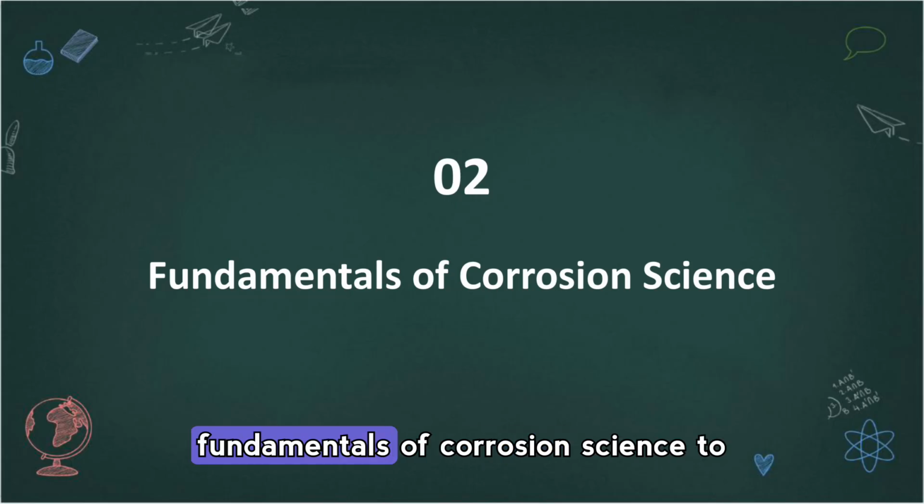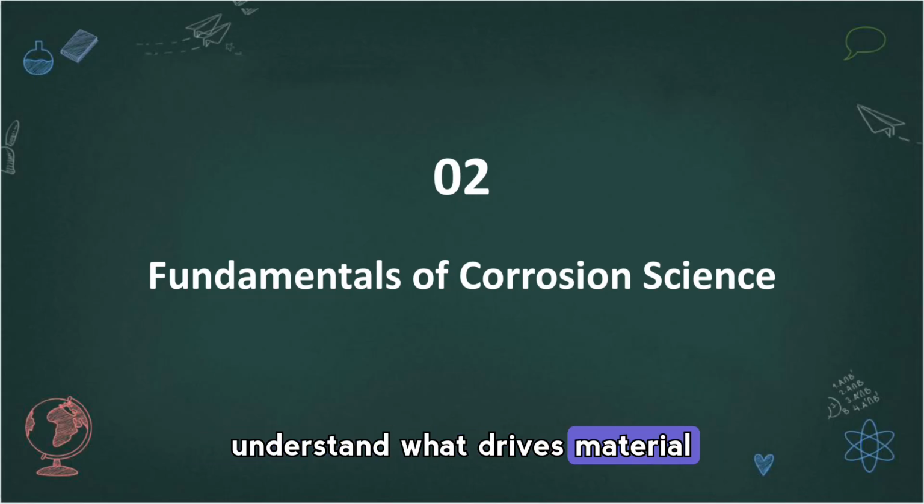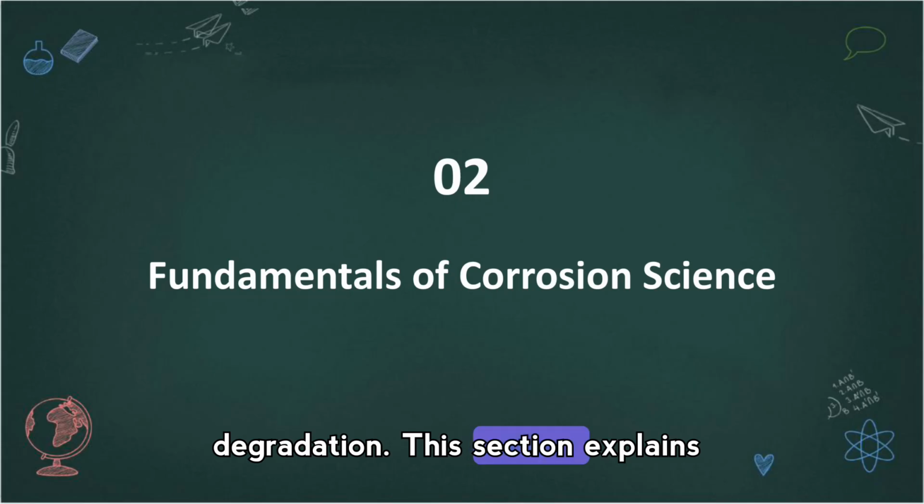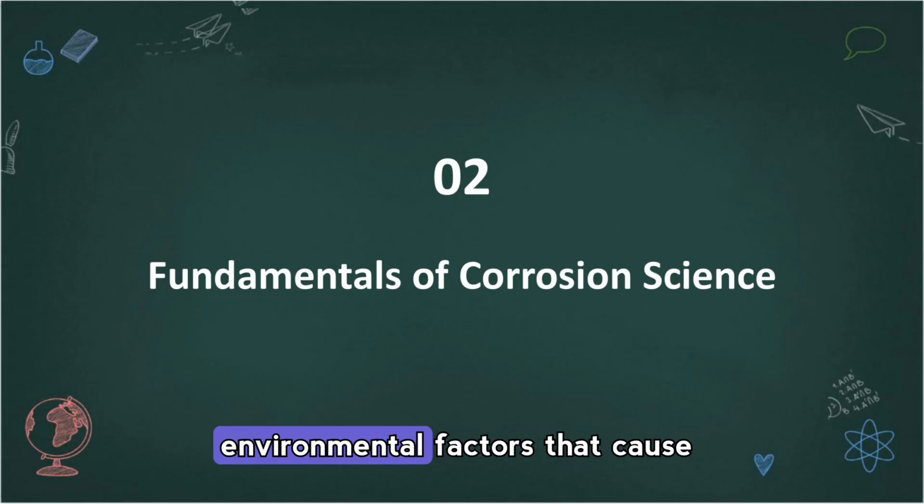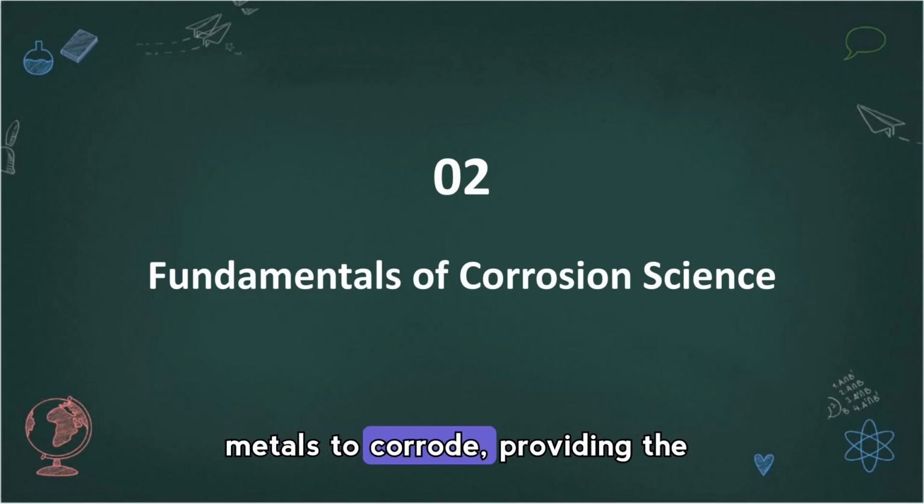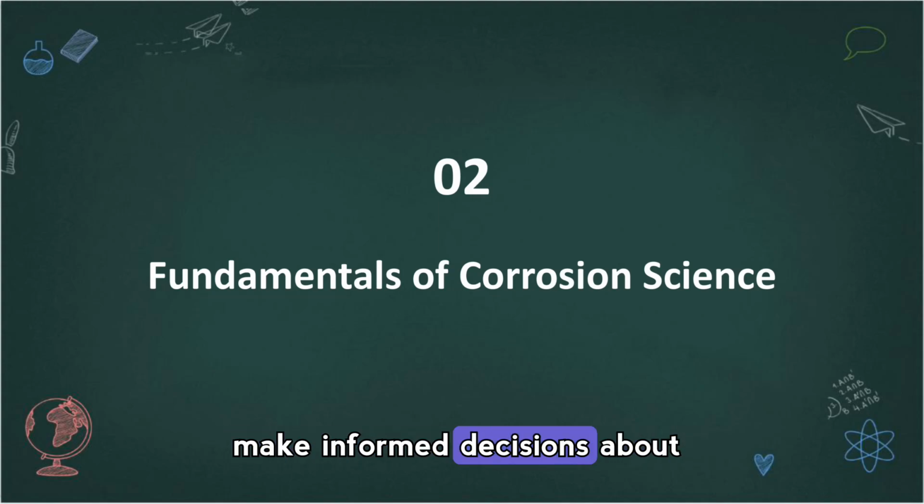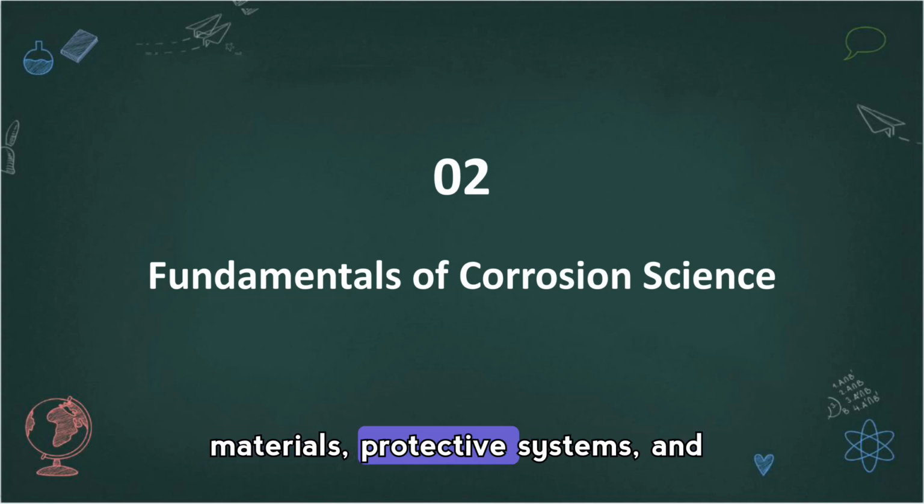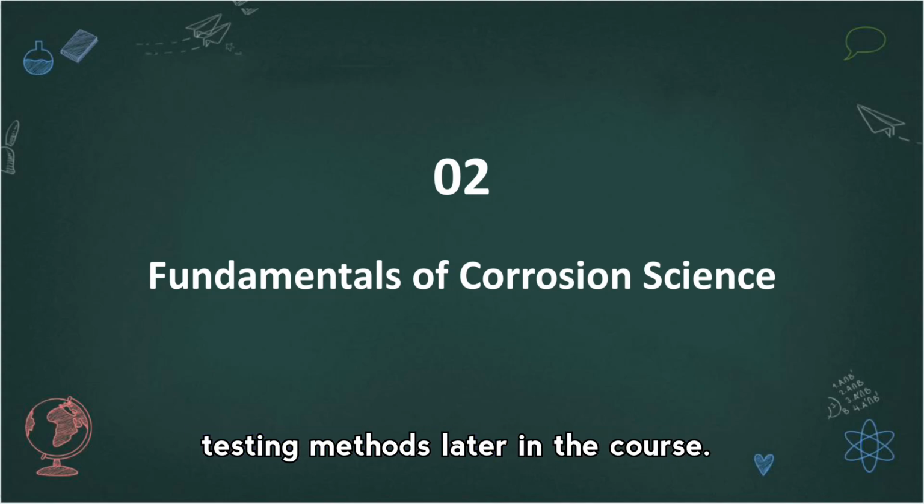Next, we move into the fundamentals of corrosion science to understand what drives material degradation. This section explains the basic reactions and environmental factors that cause metals to corrode, providing the scientific foundation you'll need to make informed decisions about materials, protective systems, and testing methods later in the course.